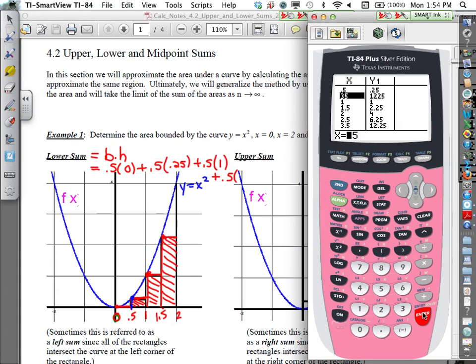And then the last rectangle here, we said its base was 0.5. Its height happens right here. When x is 1.5, we can find this y value, which would be the height. So type in 1.5, what do we get?